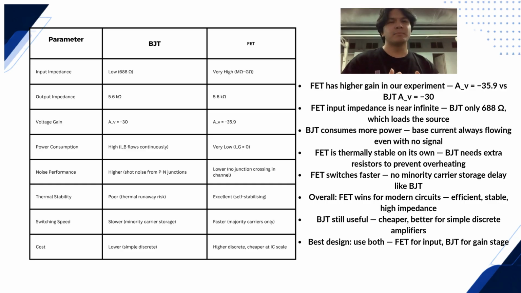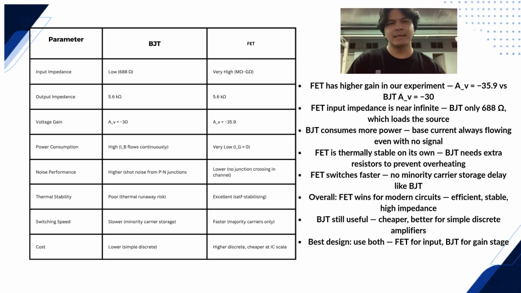So now looking at both sides together in this table, we can clearly see the differences between BJT and FET across all 8 parameters. The values here are taken directly from our own simulation results in sections 3 and 4. So based on our results and analysis, here is our engineering justification.